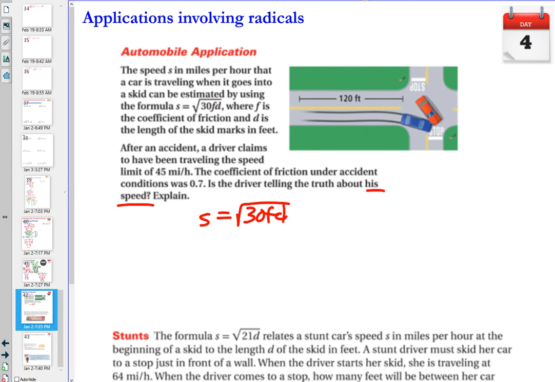What can I put in for the friction coefficient? 0.7. Wait, but Mr. Romero, I'm looking for that D, the distance of the skid, but I don't see it anywhere. Yeah, look at the picture. It's on the picture.